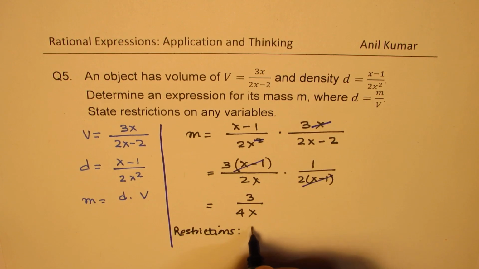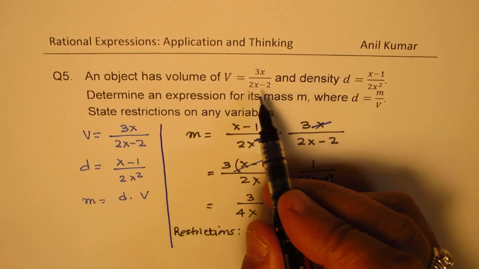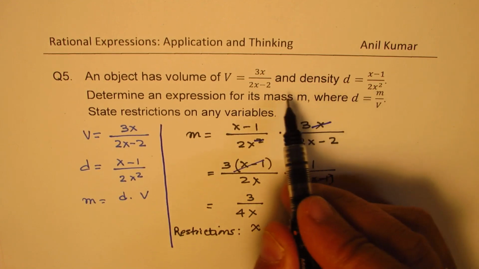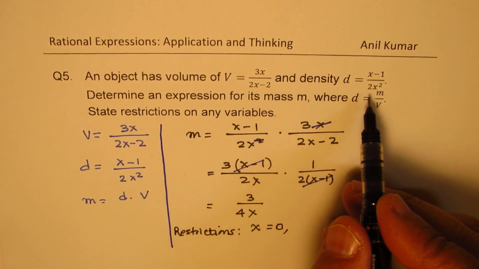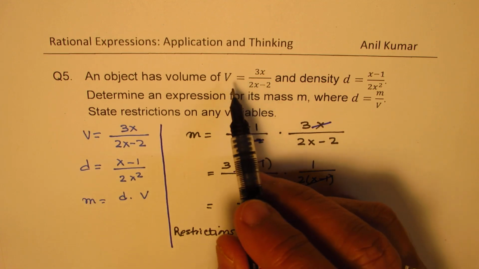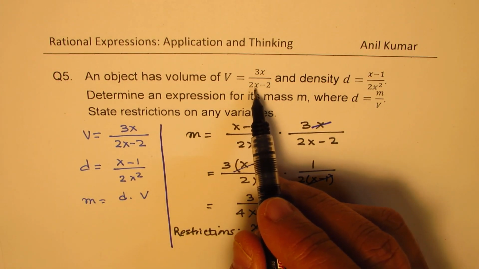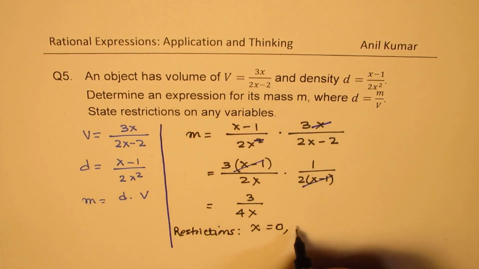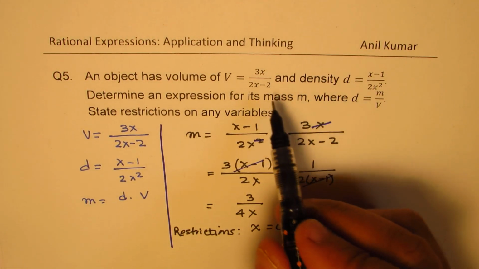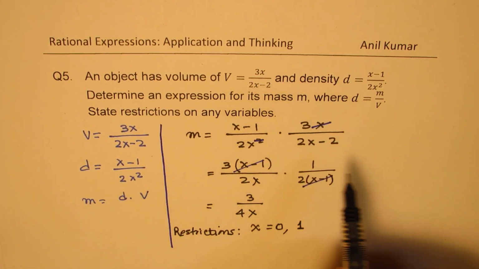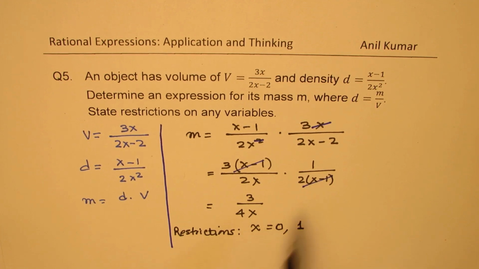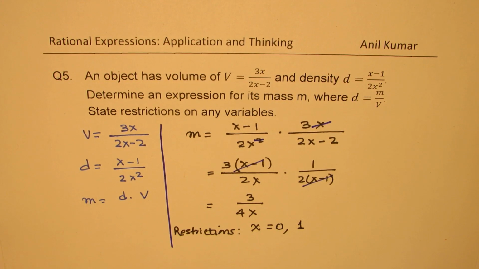The variable is x, and of course, as you've seen here, x cannot be 0. However, volume and density both cannot be 0 also in the given situation, and therefore we cannot have x equals 1, right? So x cannot be 1 also. Since if I substitute 1 here, we have a factor x minus 1, so that cannot be 0. Therefore, there are 2 restrictions to this, which is x is not equal to 0 and x is not equal to 1.